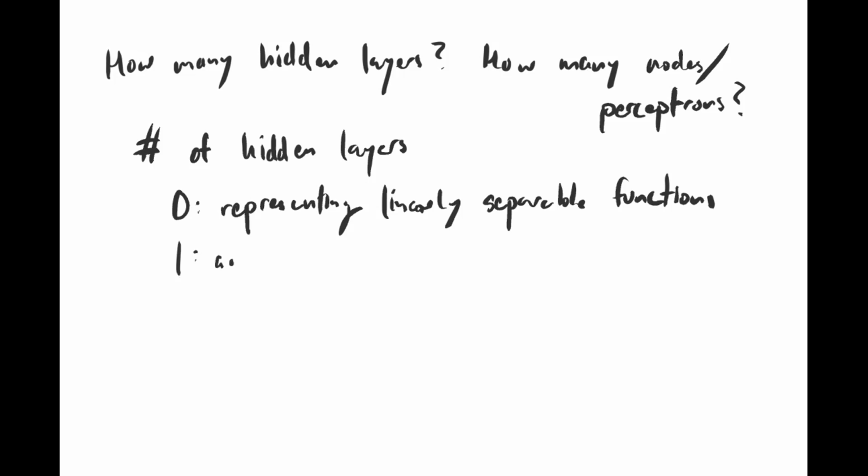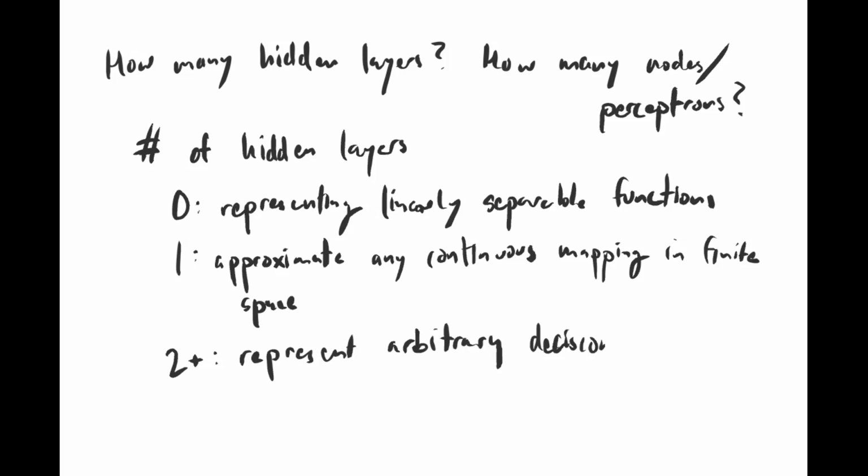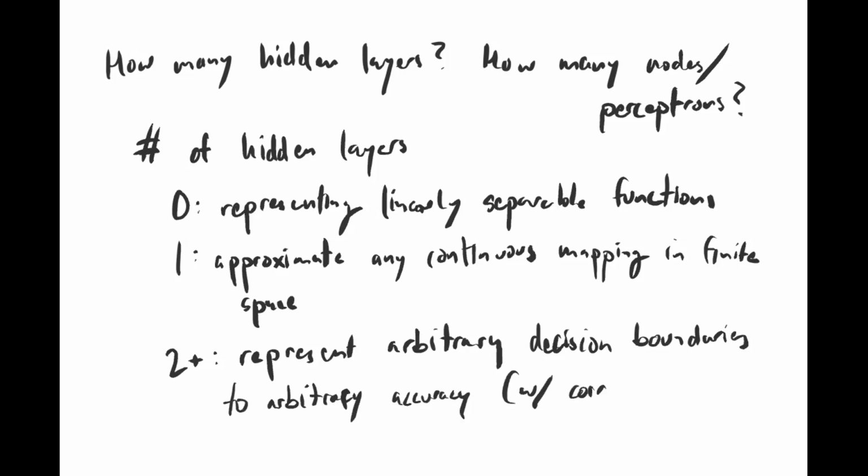So one will approximate any continuous mapping in finite space. And then 2+ will represent arbitrary decision boundaries to arbitrary accuracy, with the correct activation function.